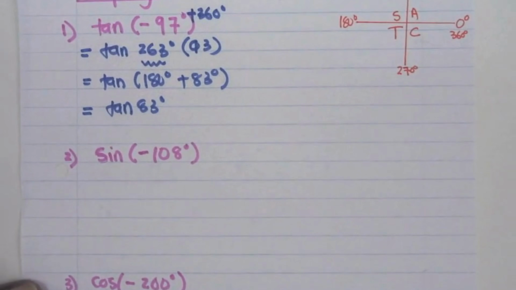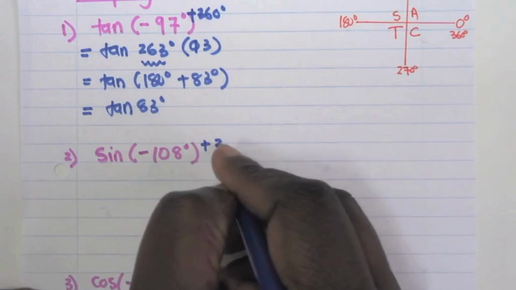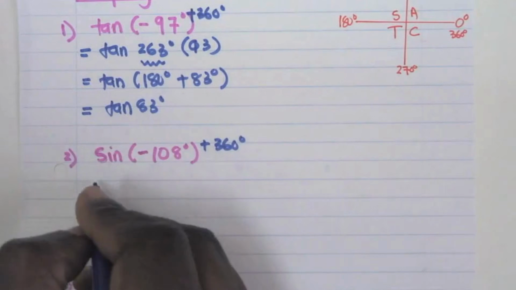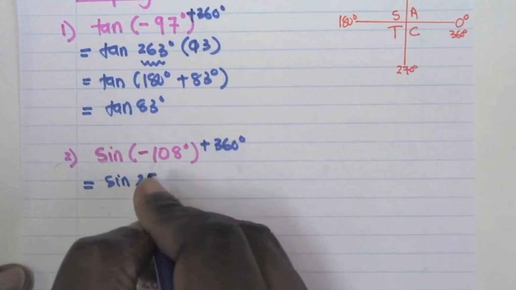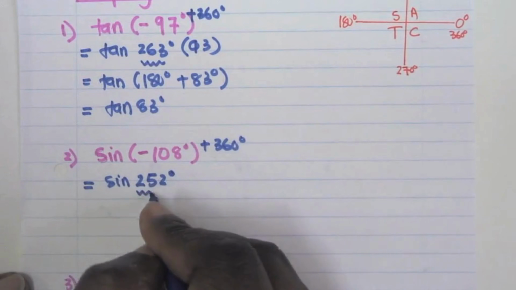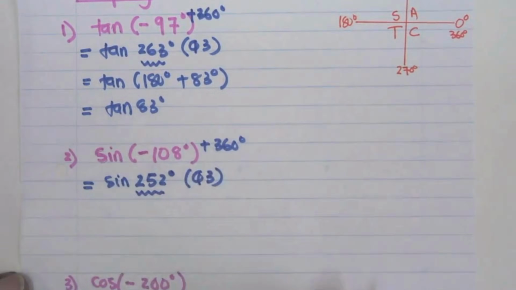If I move on to the next one, I can also see that I have a negative angle here. So my first step, I must add 360 degrees. And if I add 360 degrees, I'm going to get sine of 252 degrees. And if I look at this angle here, I can see that it is in quadrant 3.